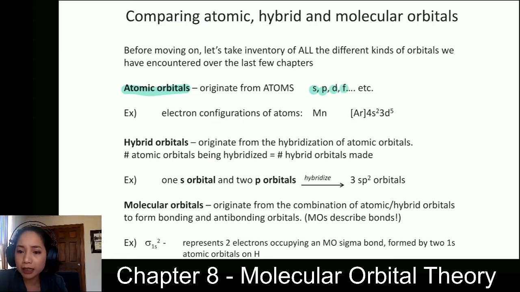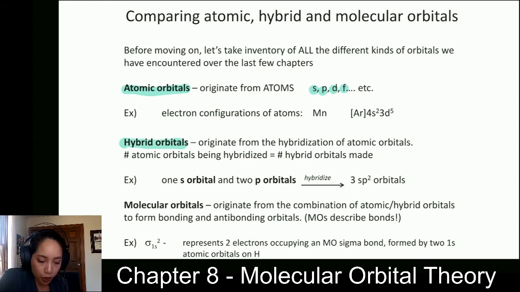You think about an atom and the electron probability of finding an electron in a certain space. Is it in a sphere, is it in a dumbbell p orbital shape, or is it in a butterfly-looking d orbital? Those are our atomic orbitals. You want to look for letters like s, p, d, f. That's what we use to write electron configurations for atoms. For manganese here, we have argon 4s2 3d5. We are telling you where the electrons exist on an atom in their atomic orbitals, spd type shapes.